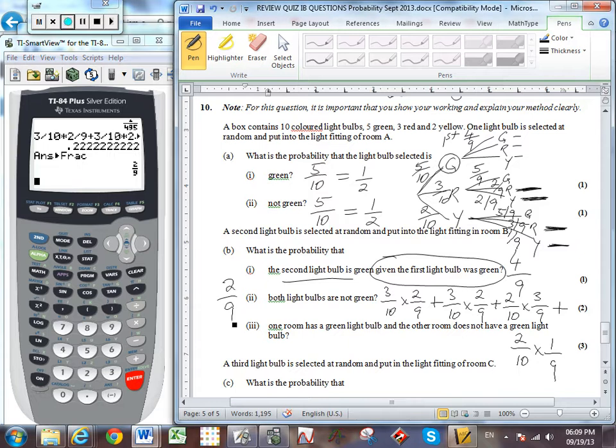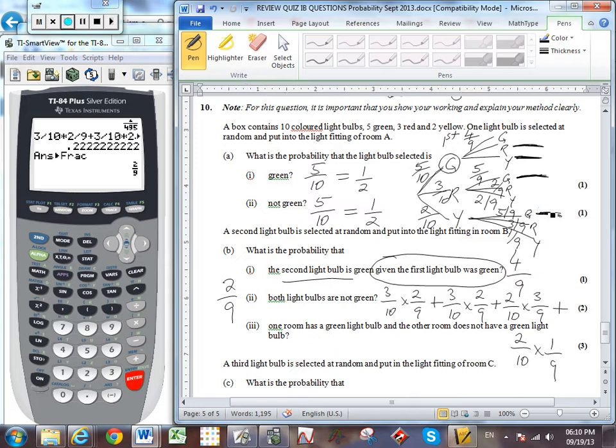And part III, one room has a green light bulb, and the other room does not have a green light bulb. Well, okay. So that would mean that we've got green and then red, or green and then yellow, or we've got red and then green, and that's all, right? We need to have at least 1 green. So let me just get rid of these old ones that I don't want anymore. Okay, so here's green and something else. Here's red and green, and here's yellow and green.